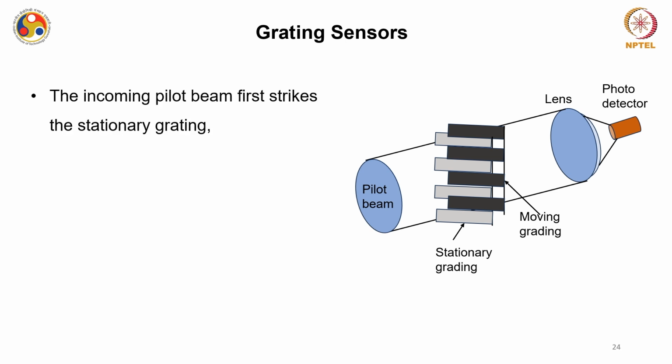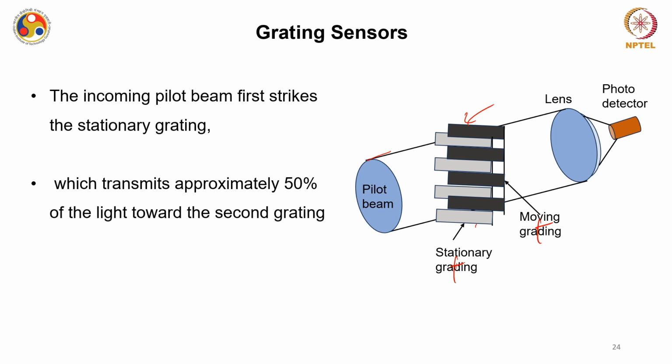Just have a look at this diagram. This gray one is the stationary grating, and the black one is the movable grating. The incoming pilot beam, from a cheap source of light for example, first strikes the stationary grating. The positions are adjusted in such a way that this grating transmits approximately 50% of the light towards the second grating, which is the movable grating.